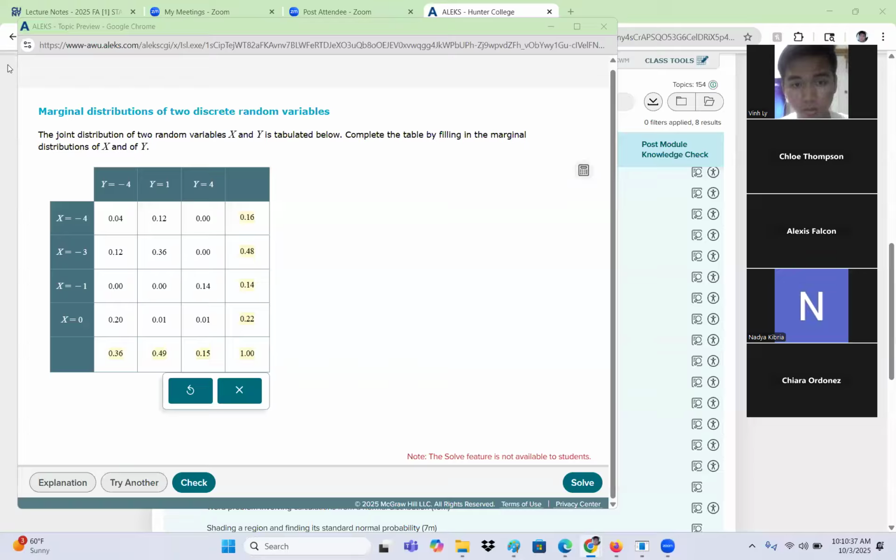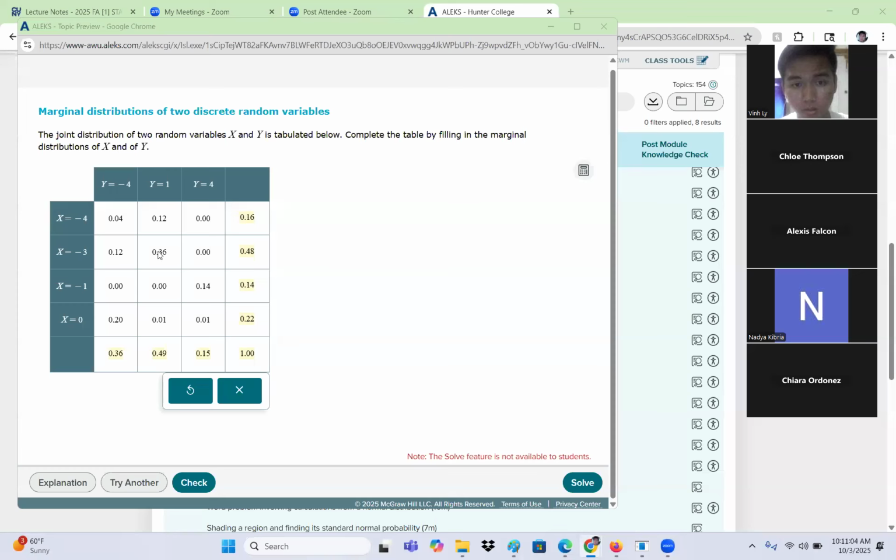So let's say this represents the probability for X equal to -4, Y equal to -4. We got this one equal to 4%. The probability of X equal to -4, Y equal to 1, you get 12%. For X equal to -4, Y equal to 4, we got almost 0%. When you add up these three, we simply get the probability of X equal to -4.